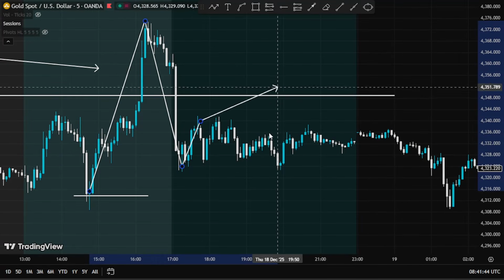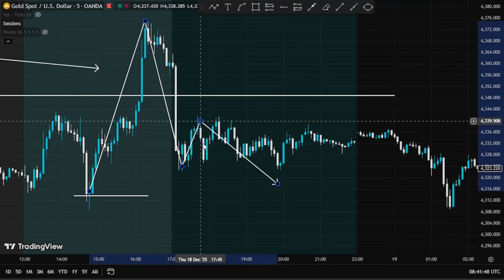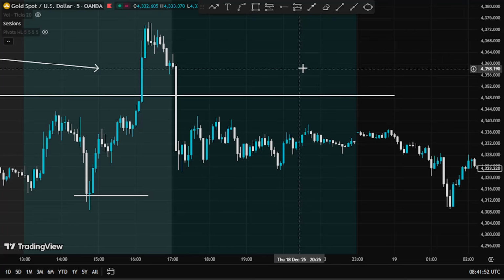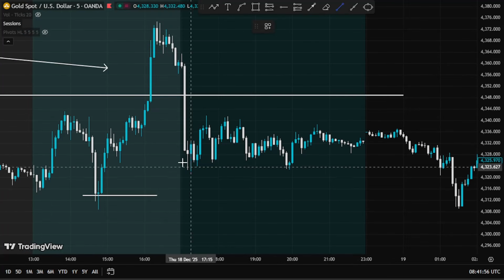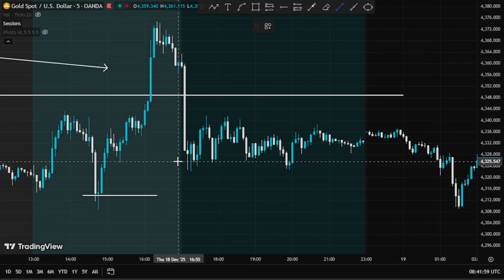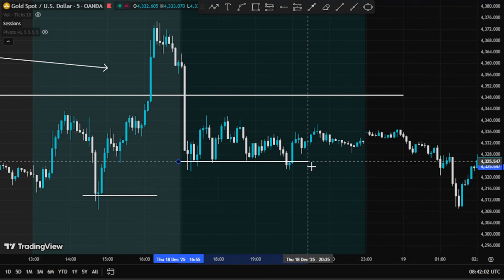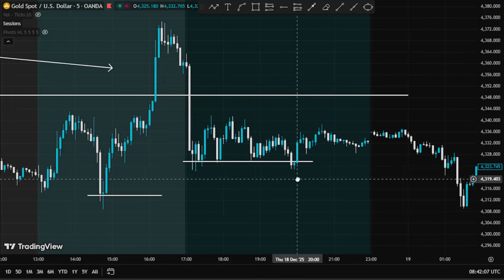So if I want to continue marking this, I'm going to be marking my levels of what? Support. So you can see that when price made this high, let me clear this for you to see. When price made this high, this was the higher low. So you are going to mark this as your level of support because this is the higher low that price gave you.